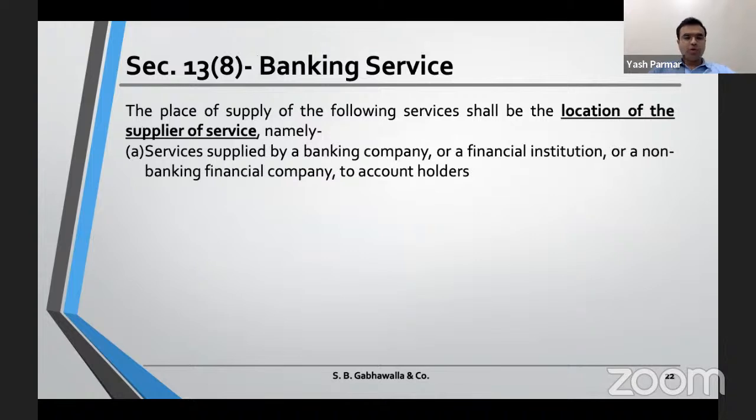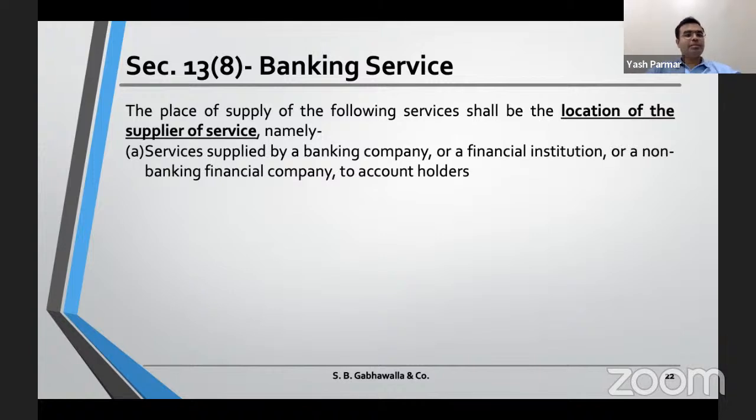With this background, we'll go to subsection 8. Subsection 8 of section 13 deals with 3 different kinds of scenarios. We'll deal with the first scenario, and it says that the place of supply of the following service shall be the location of supplier of service.